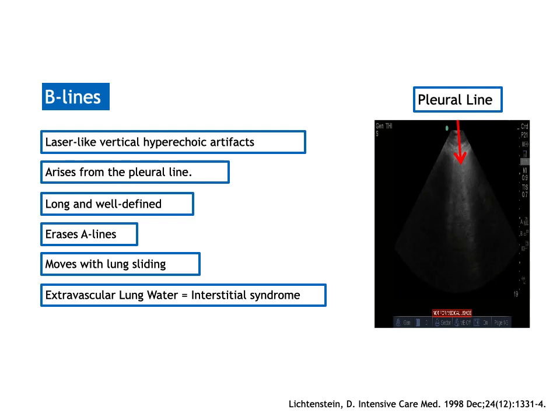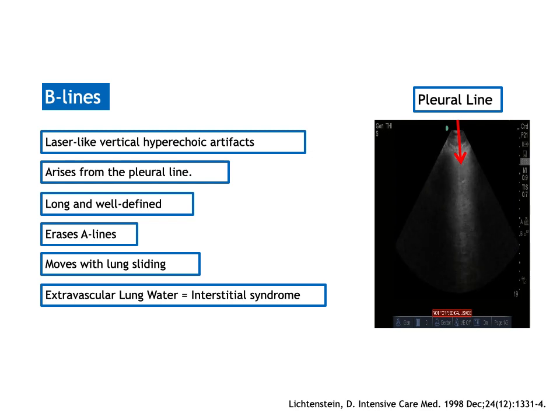These B lines should typically look like laser-like beams, starting from the pleural line and moving all the way across the screen until the far field, moving with the sliding. You should not call it a B line if you see one short line stopping here. This is not a B line. And it often erases the A lines.